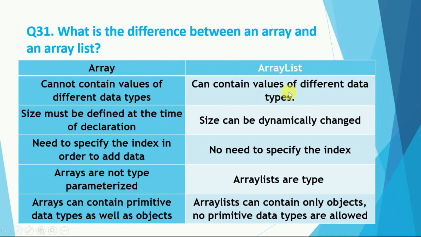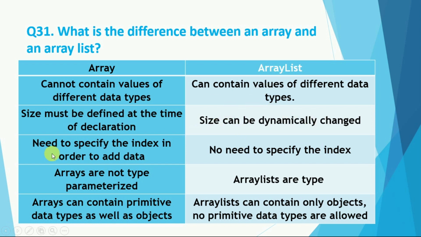But in an array list, we can contain values of different data types: character, numeric value, boolean value, whatever you want. If we talk about an array, the size must be defined at the time of declaration. We need to give the size of that particular array at the time of declaration, and this is dynamic, so size can be dynamically changed.